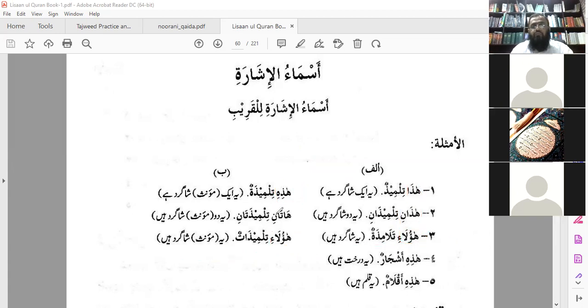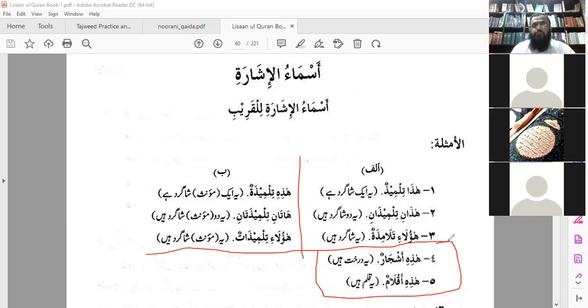So I repeat whatever I said. Asma'ul Isharati has two types: Asma'ul Isharati lil Qarib and Asma'ul Isharati lil Ba'id. These can be demonstrative pronouns as well as demonstrative adjectives. How we will distinguish them, inshallah, in the coming pages. Number two, we divide them into those used for Mudhakkar and those used for Mu'annas. Qarib Mudhakkar and Qarib Mu'annas.